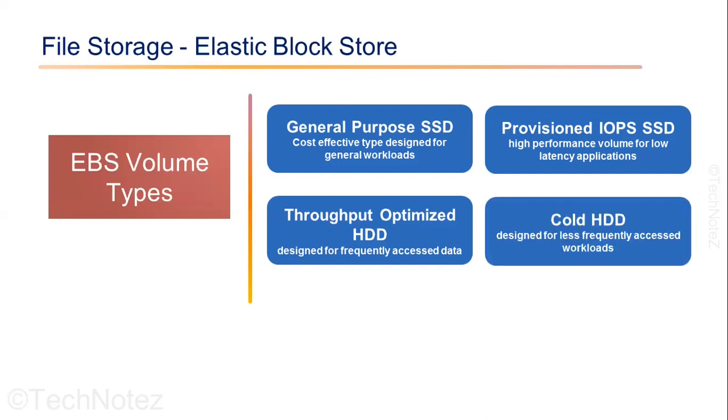and log processing. Cold HDD is a storage volume type which is designed for infrequently accessed workloads and provides the lowest cost per GB of storage. Cold HDDs are also based on traditional magnetic hard drive technology and are optimized for infrequently accessed data such as backup, disaster recovery, and long-term archival storage. We will talk about these volume types in more detail in the coming slides.